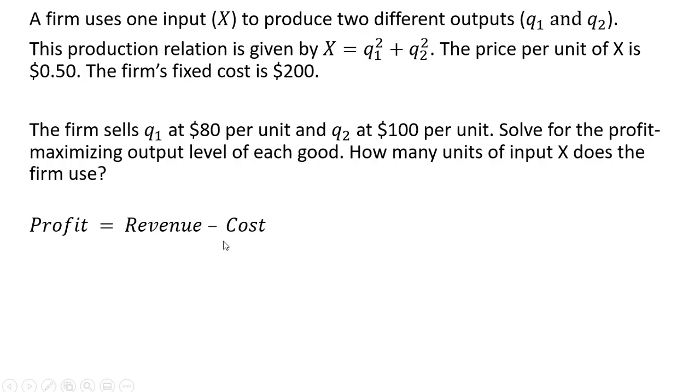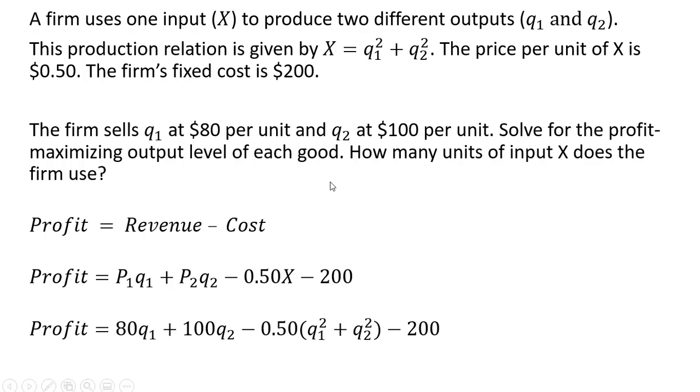Profit is revenue minus cost. Revenue is going to be the price of good 1 times the output of good 1 plus the price of good 2 times the output of good 2, and then the firm's cost of production. We're going to subtract out the cost of using input X. So input X has a price of 50 cents per unit, so minus 0.5 times X, subtracting out the variable cost associated with that input, and then we're going to subtract out the firm's fixed cost of $200.